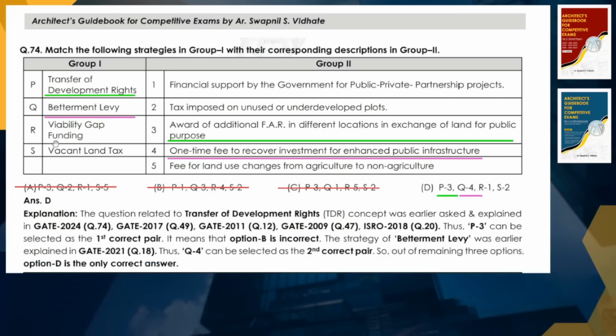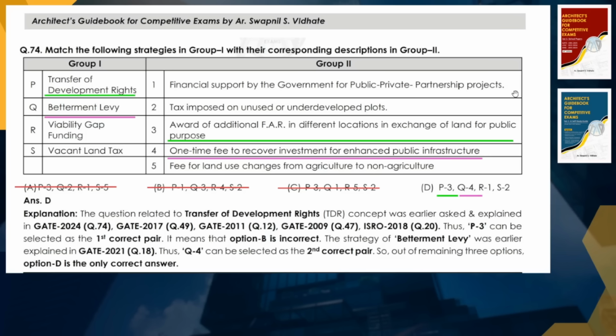Then I have also explained the viability gap funding. What does viability gap funding mean? It is financial support by the government for public private partnership projects. If in case there is some gap, the private partner is not able to fully fund the project, then the government will additionally provide whatever the gap the private partner is not able to fulfill. Then the government will add its own fund, and that is called the viability gap funding.